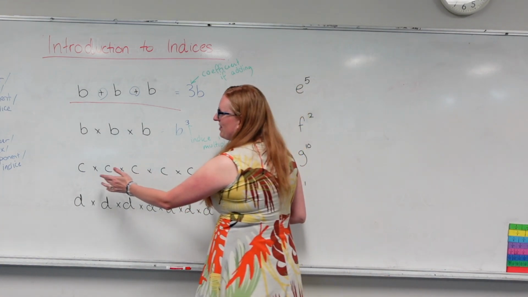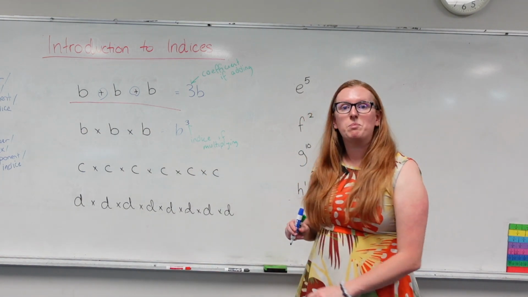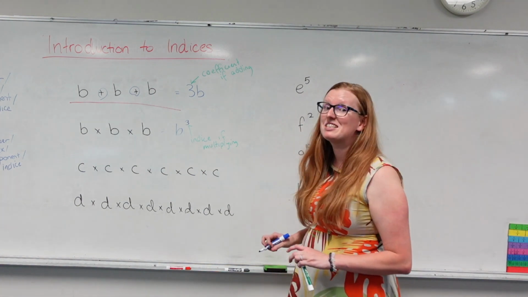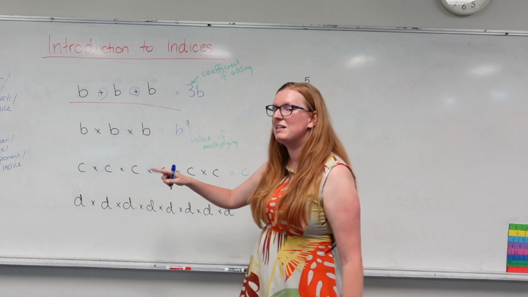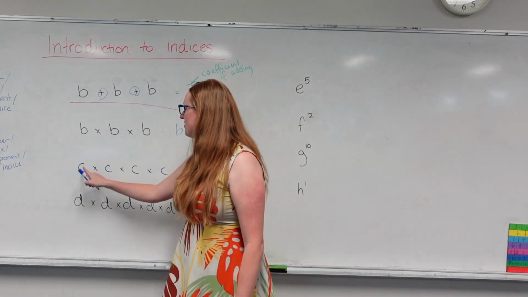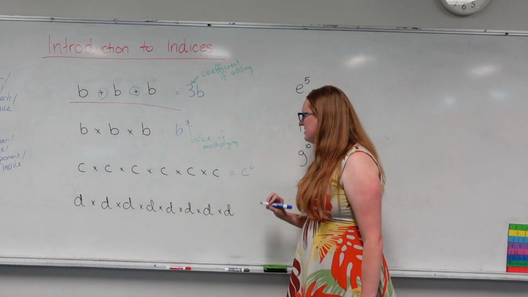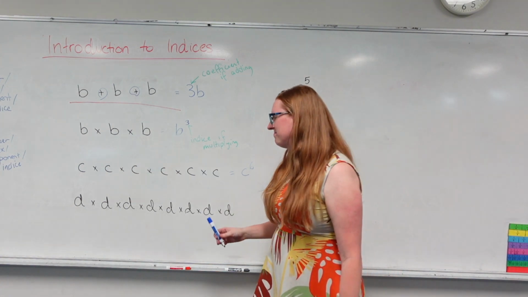Here, I've got c times c times c times c times c times c. That's a pain in the bum. There's got to be a faster way to write that. Well, yes there is. I'm going to write c, and then I count up how many c's there are, and I put that as my index. I've got 1, 2, 3, 4, 5, 6. So it's to the power of 6. Awesome.